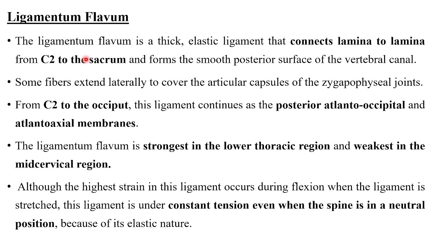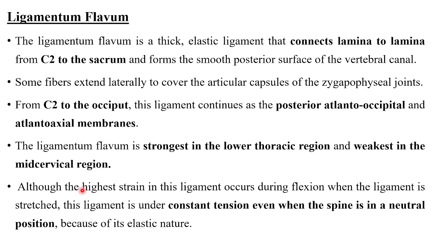The ligamentum flavum is a thick elastic ligament that connects lamina to lamina from C2 to sacrum and forms the smooth posterior surface of the vertebral canal. Some fibers extend laterally to cover the articular capsules of the facet joints. From C2 to occiput, this ligament continues as the posterior atlanto-occipital and posterior atlanto-axial membranes. This ligamentum flavum is strongest in the lower thoracic region and weakest in the mid-cervical region.